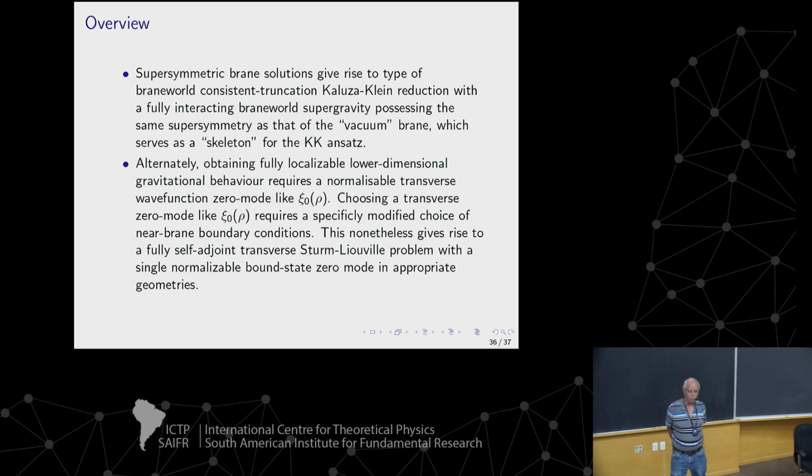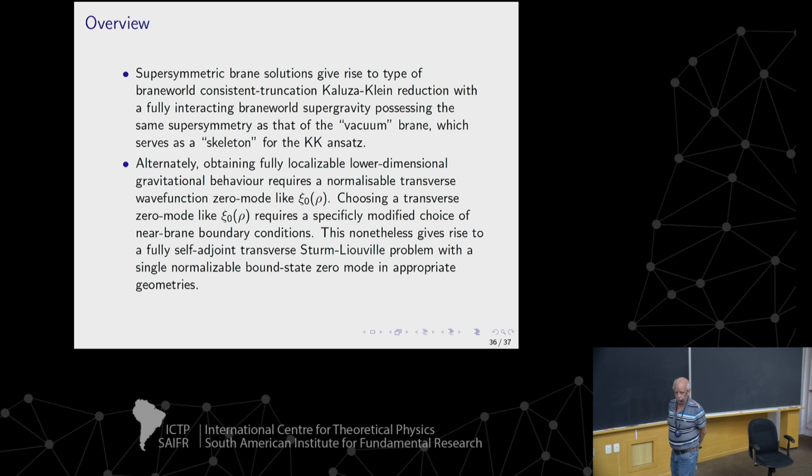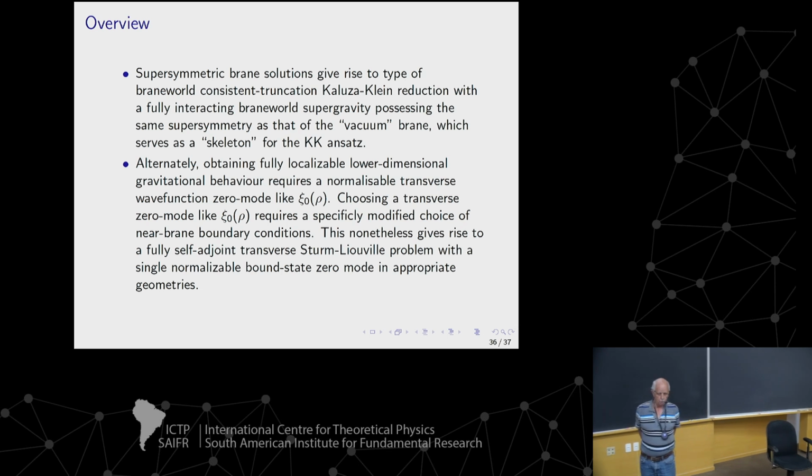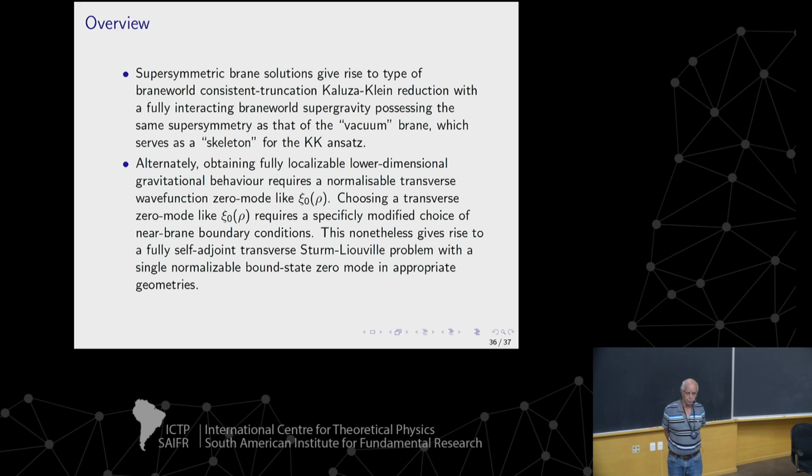There's an overview here. So basically the two taxonomies give rise to, first of all, the type of brane world consistent Kaluza-Klein reduction with a fully interacting brane world supergravity possessing the same supersymmetry as that of the vacuum brane, which serves as a skeleton for the Kaluza-Klein ansatz. This is a consistent reduction, but it's basically a smearing of the brane world fun and games on the world volume, copied, copied, copied, smeared in all higher dimensions without change.